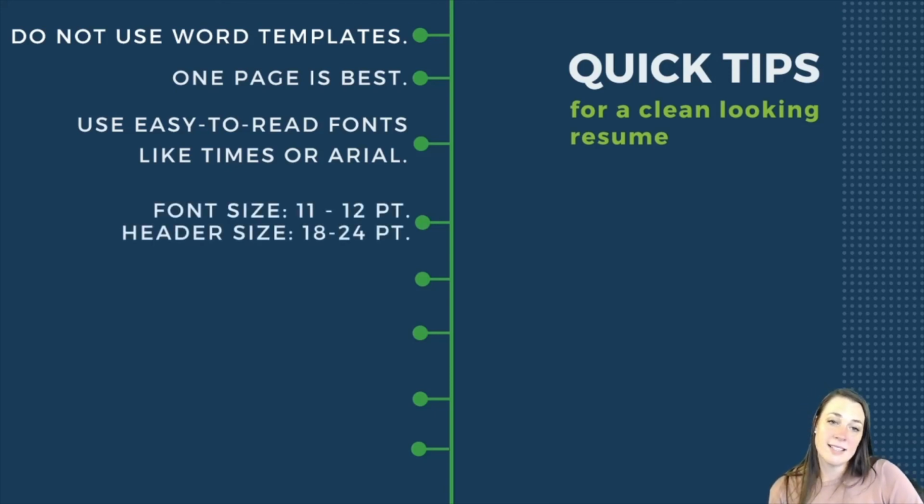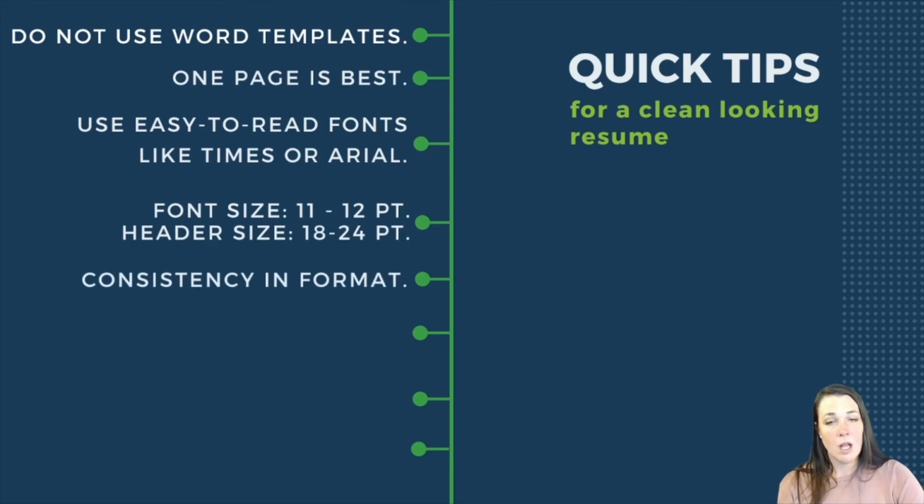Keep your font size consistent as well. Your regular font size should be between 11 and 12 points. If you go smaller than that, it'll be hard to read, and if you go much larger than that, it'll look clownish. Your header should be significantly bigger than the body of your text, so go between 18 and 24 points as well.